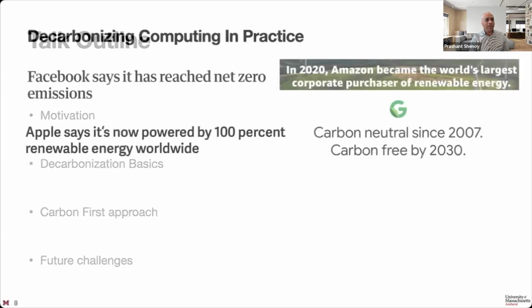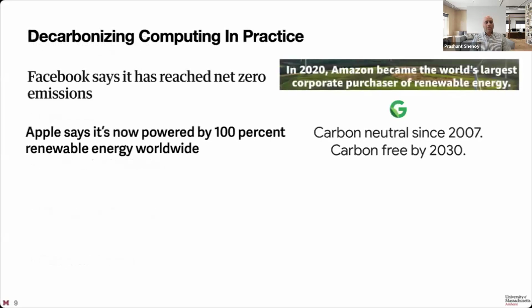Okay, so let's start with some decarbonization basics. What this slide is showing you are some media headlines that you might have seen in the press. You will see that Facebook claimed that it reached net zero emissions. And then in 2020, Amazon said that they were the world's largest corporate purchasers of renewable energy. Apple says it's powered with 100% renewable energy worldwide. Google claims it's been carbon neutral since 2007 and will be carbon free by 2030. And you keep seeing more of these press articles all the time.